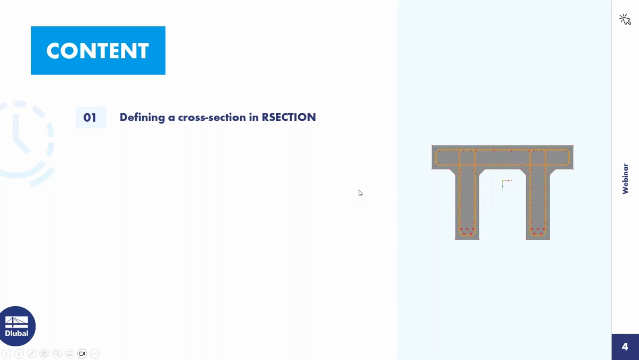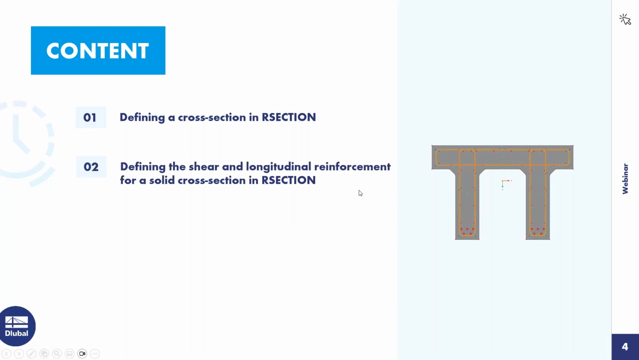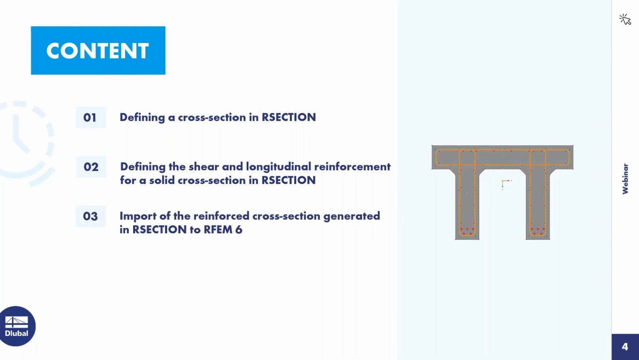To the agenda today, at first, we will show you different options to define cross sections in our section. Means Paul will do that. Then he will define the reinforcement in our section for the cross section that you see on the right side. Then Paul will import the section in RFEM 6, and then he will design the cross section in RFEM 6 with the help of the concrete design add-on.